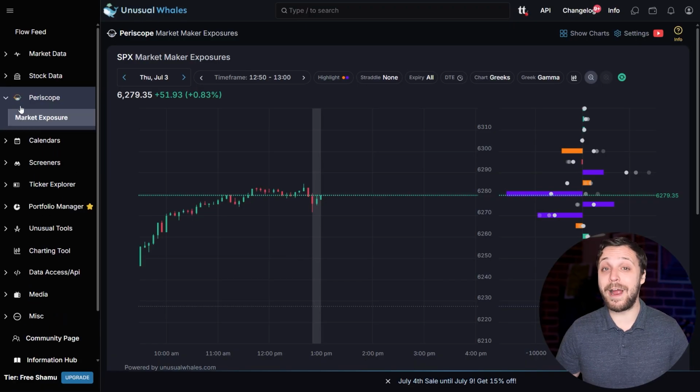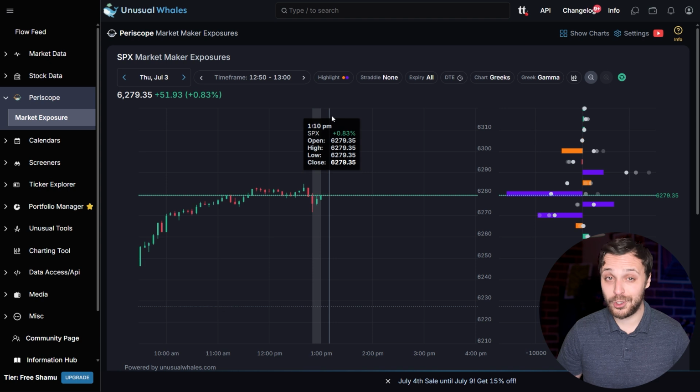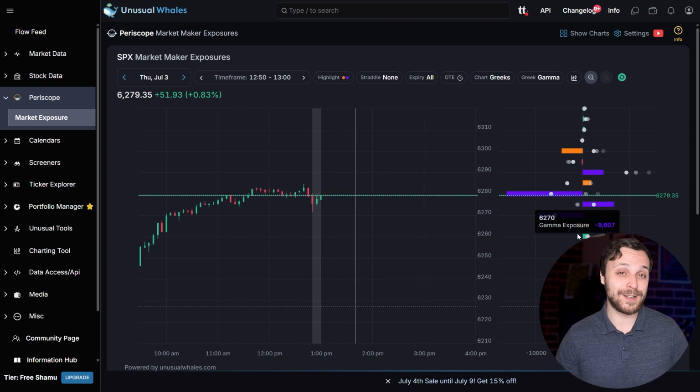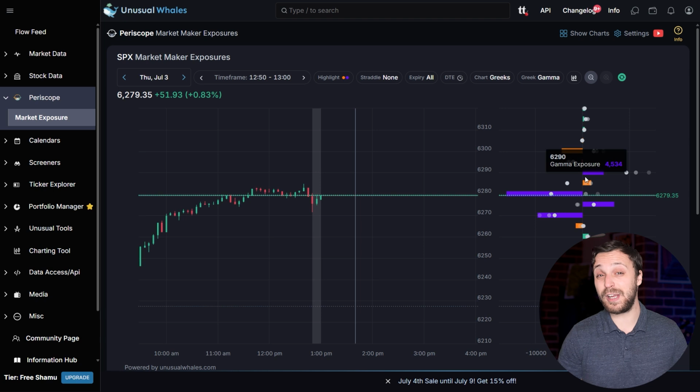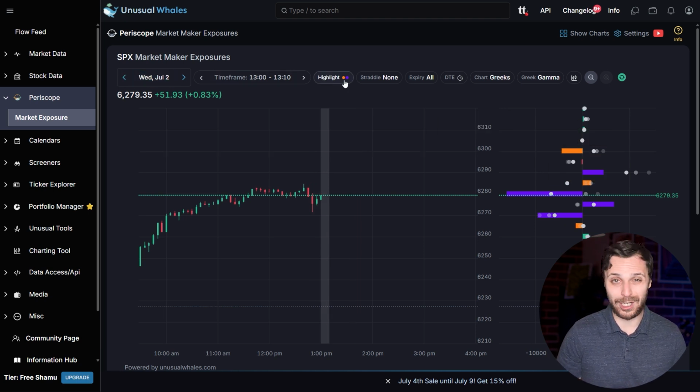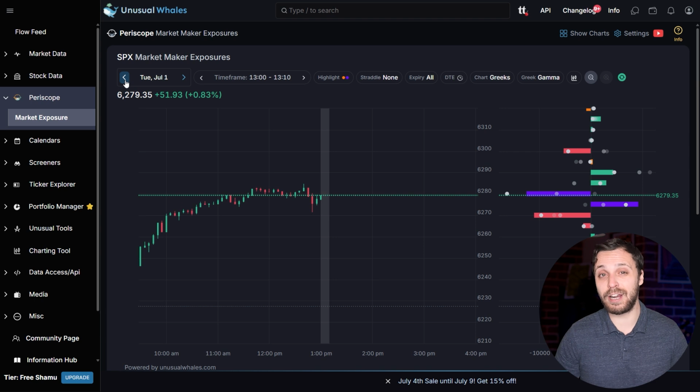I also tested the Periscope SPX exposure tool. I'll be honest, this one took me a bit to wrap my head around, but once I understood it, it was like having a window into how market makers were positioning intraday. It wasn't just a gut check anymore. I could see how the big guys might be hedging in real time.